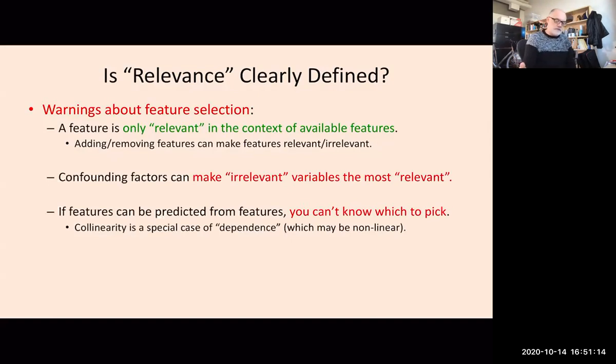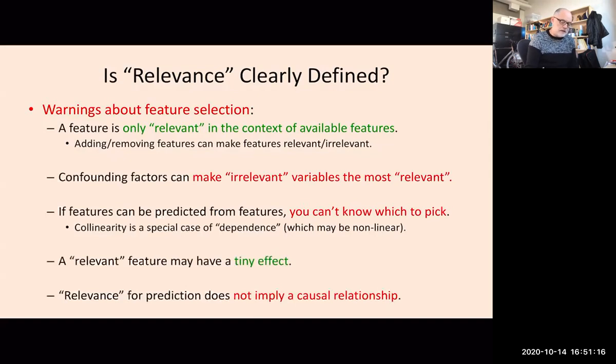If features can be predicted from other features, you don't know which ones to pick. That's the collinearity thing. A relevant feature may have a super tiny effect, right? If you've only got info about the dad's genetic makeup, there's still some distant relationship, a shared grandma. And this is really maybe the most important thing: we're always very careful about saying causality in a class like this, because we don't say anything about causality ever, right? So relevance for prediction does not imply a causal relationship, right?